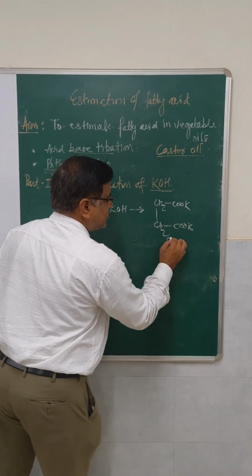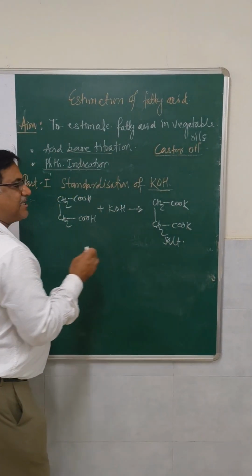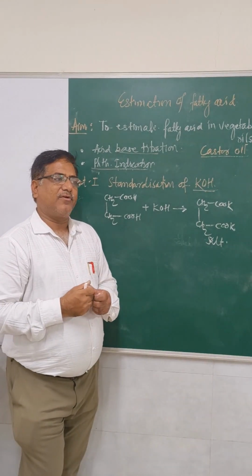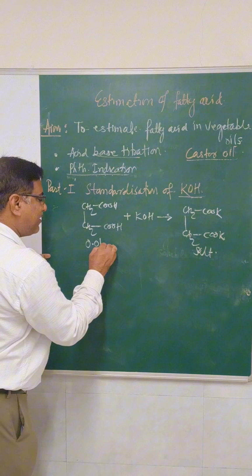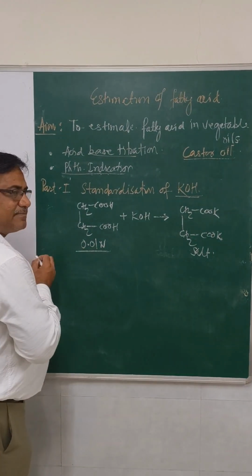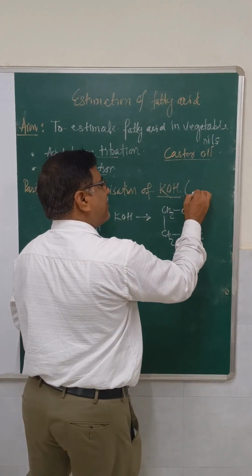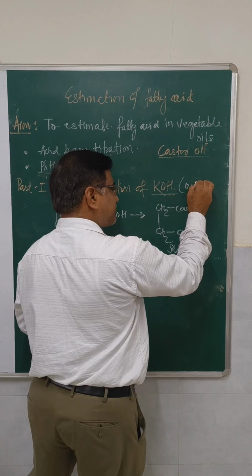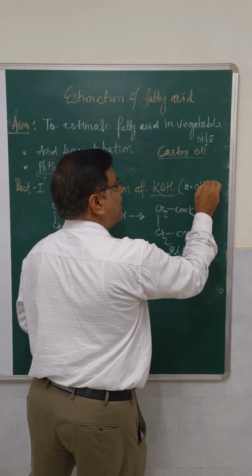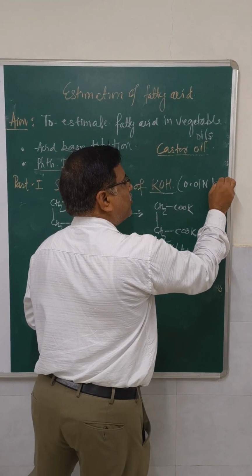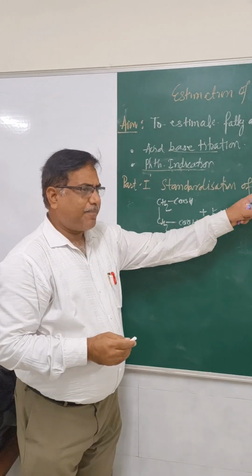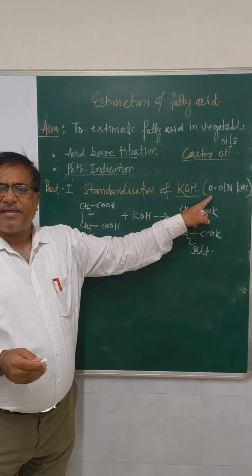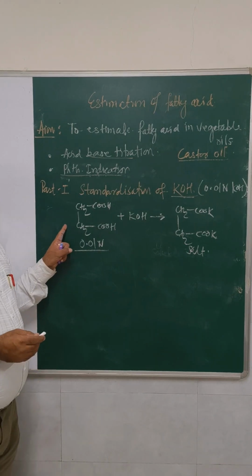Yes. So this is salt, and we can add the PSTS indicator. We can calculate. So first of all, we will prepare 0.01 normal succinic acid, and we also prepared 0.01 normal KOH. Both normalities are same. Now, this is supplied to you. ये आपको supply किया है. This is what we have to prepare.